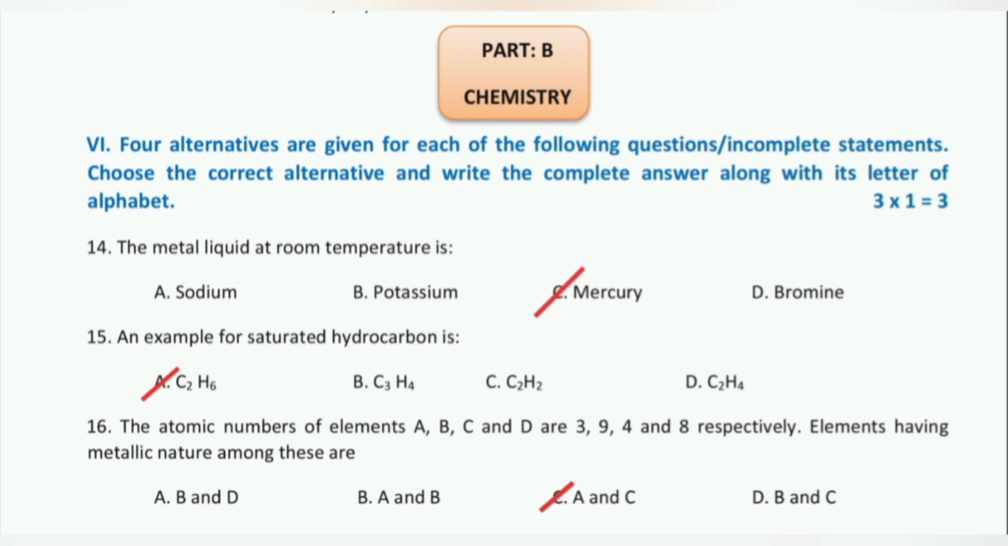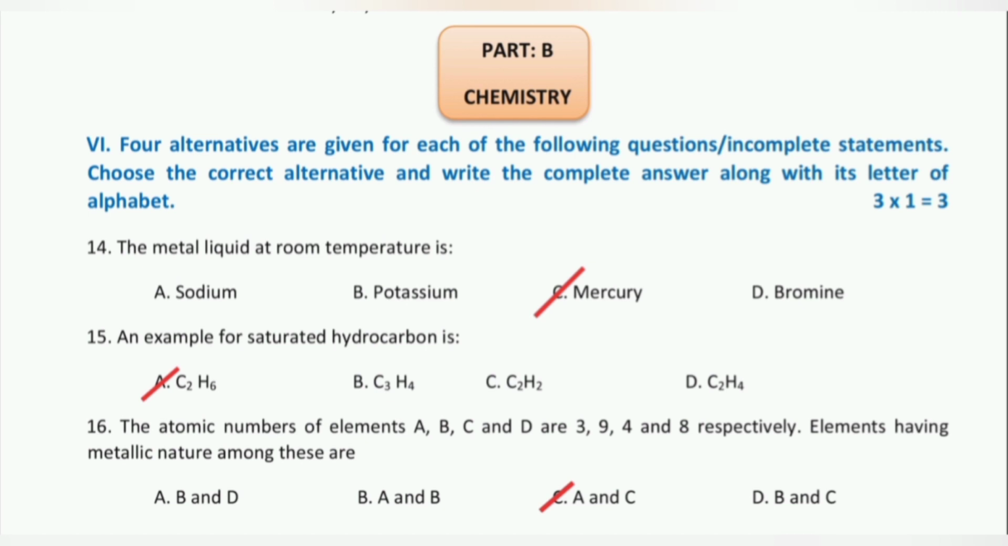An example for saturated hydrocarbon is option A, C2H6, that is ethane. Ethane is a saturated hydrocarbon because it contains only single bonds. If it contains double or triple bonds, we call that an unsaturated hydrocarbon. Therefore, ethane is a saturated hydrocarbon.